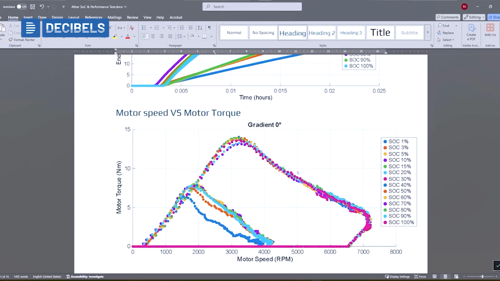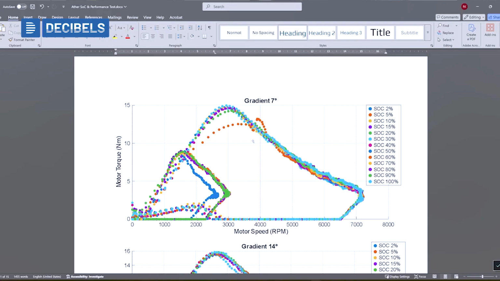Once again, I want to mention that we did it for different gradients as well. One is for 0%, something like a flat road, and one is for 7% as well. Here we can see that there is a significant increase in the torque. So we are demanding more torque from the vehicle, and it is delivering. You're telling that you're on a gradient right now.